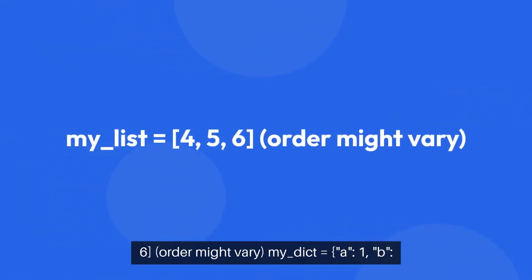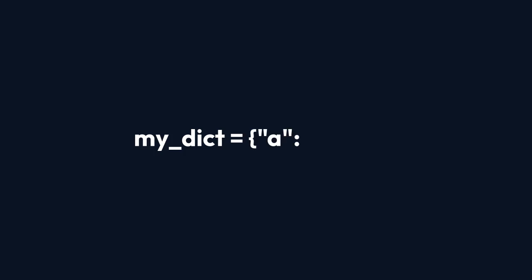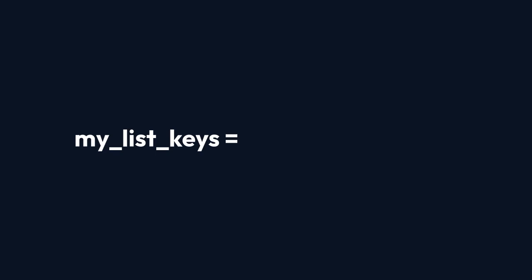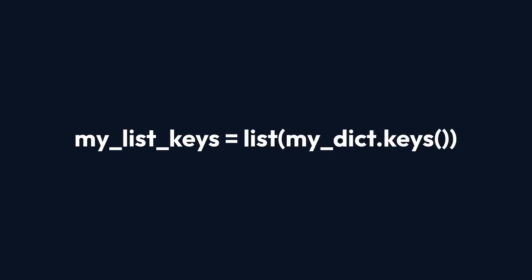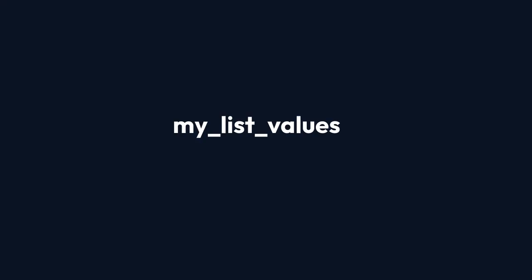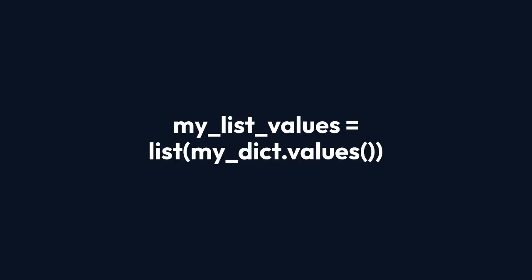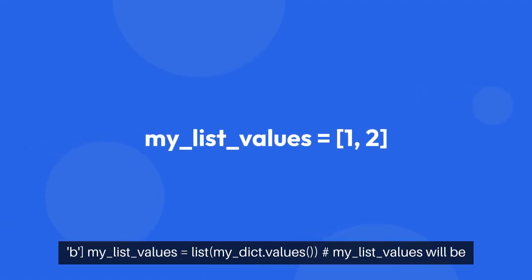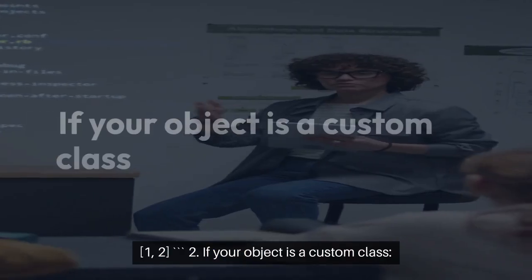Order might vary. myDict = {'a': 1, 'b': 2}. myListKeys = list(myDict.keys()). myListKeys will be ['a', 'b']. myListValues = list(myDict.values()). myListValues will be [1, 2].